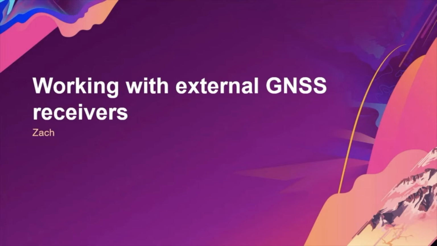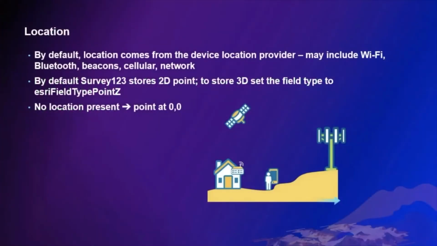The location provided to your device and to your survey can come from many different sources provided by your system location provider. This may include a Wi-Fi location, Bluetooth location, cellular location, IP address location, and/or a GPS location. When storing a location in Survey123, by default, a 2D location point is stored as X and Y. However, if you want to store a 3D location point to capture the Z value, you need to set the field type to be an Esri field type point Z.